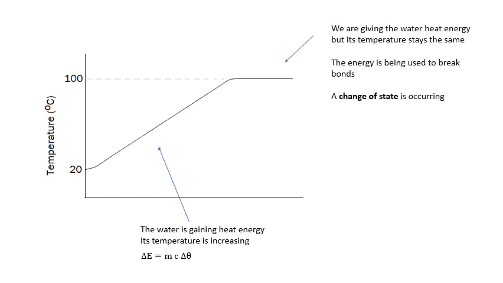And then here in this second part of the graph, we're giving the heat energy to the water still, but its temperature stays the same. Okay, at the boiling point, 100 degrees centigrade, the temperature stays the same. So where does the energy go? Well, the energy is being used to break bonds. Okay, we are breaking bonds. A change of state is occurring.